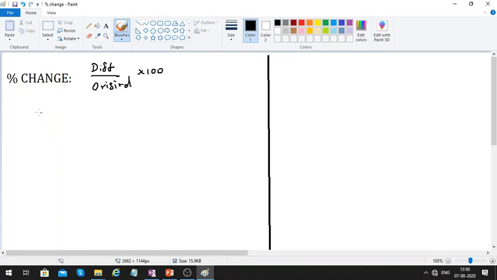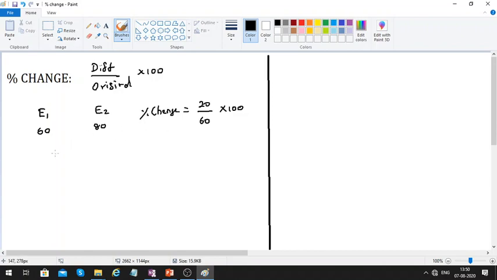For example, if I tell a simple example saying, in the first exam, a student has scored 60 marks and in the second exam, the same student has scored 80 marks. What is the percentage change in his marks? Now here, the difference in the values is 20, divided by the original value, which should be the first exam's value, 60, times 100. Here it is easy to find the percentage change. 20 by 60 is nothing but 1 by 3, which is 33.33%.